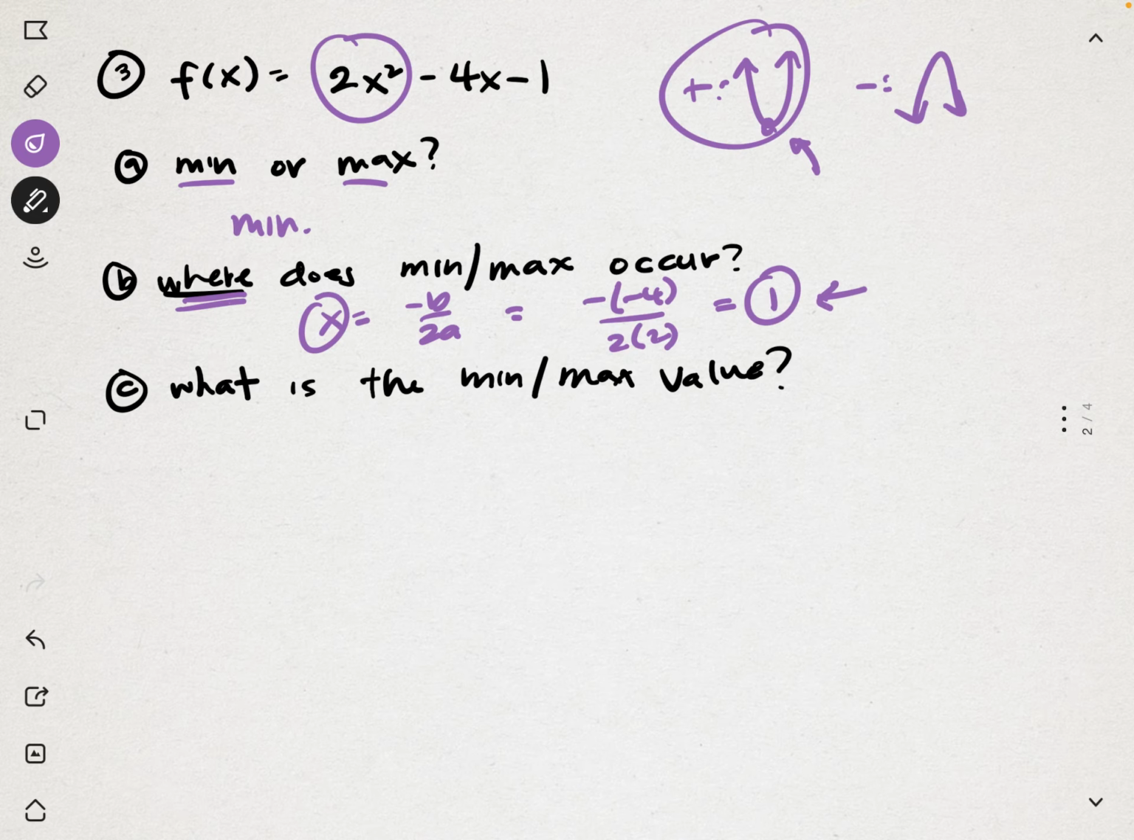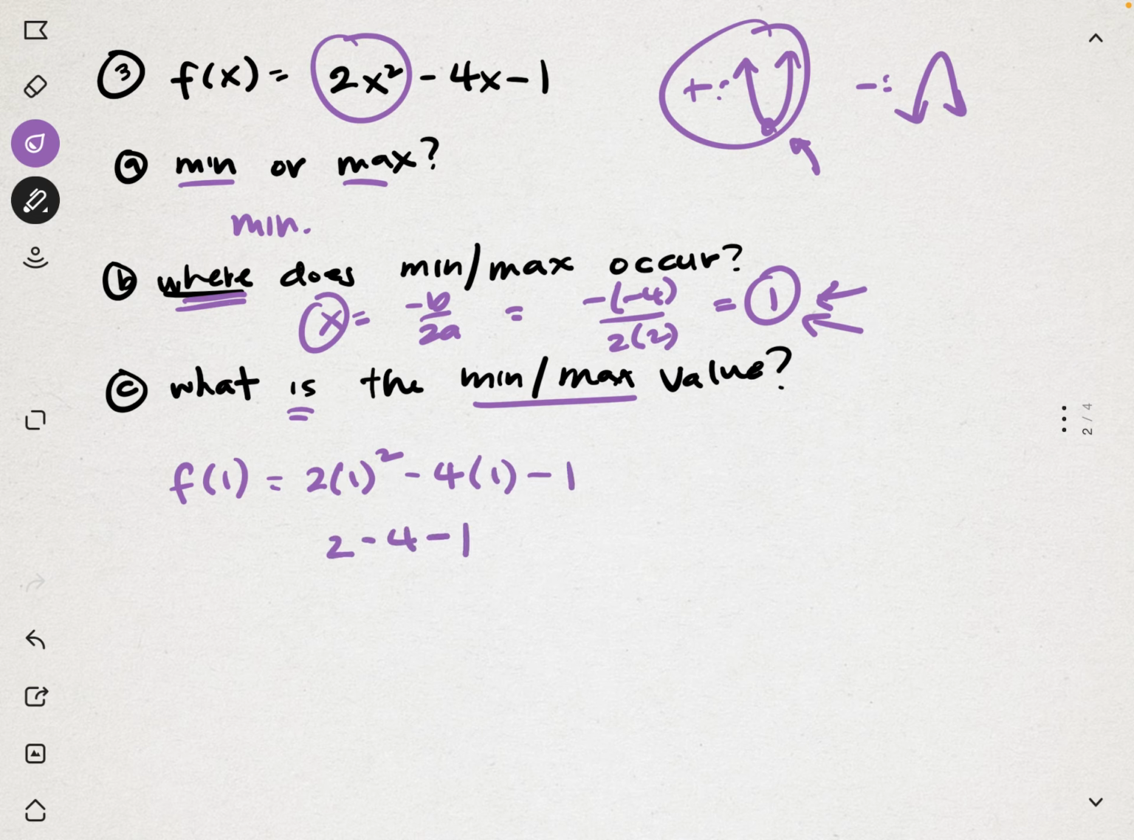Now the second part, or the third part, is asking us what is the min or max value. So at x equals positive 1, what is the value there? So we're going to do f of the value we found here. f of 1 is 2 times 1 squared minus 4 times 1 minus 1. So we'd get 2 minus 4 minus 1. So that would be negative 3.